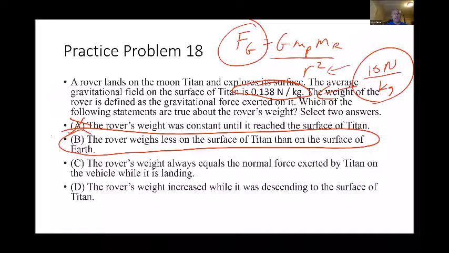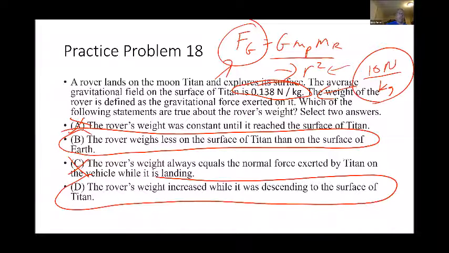C, the rover's weight always equals the normal force exerted by Titan on the vehicle while it is landing. You know, there's a lot of things going on. Is it landing flat? Is it landing at an angle? There's all kinds of weird things going on there. This does not necessarily have to be true. But notice that D does. The rover's weight increased while it was descending, because again, as R goes down, FG goes up. So our answers on this one, B and D, look good.